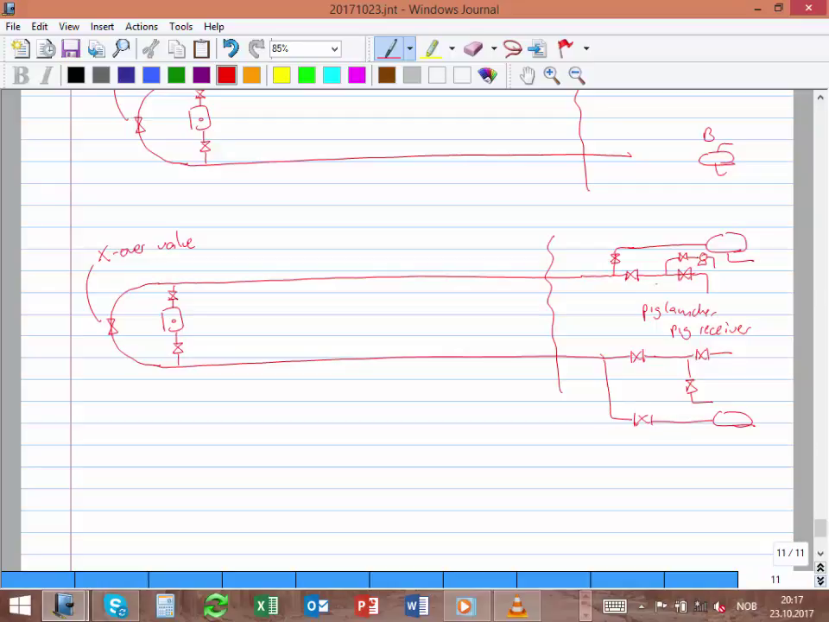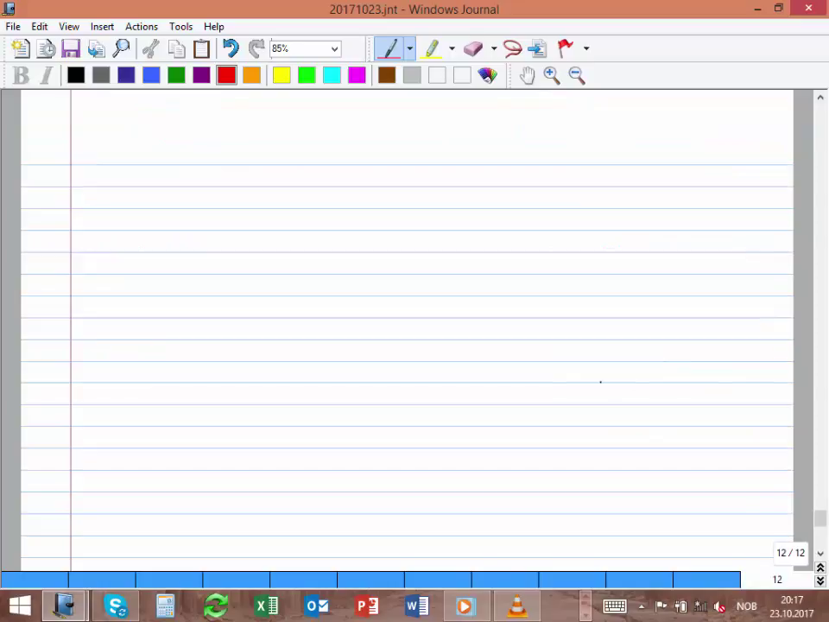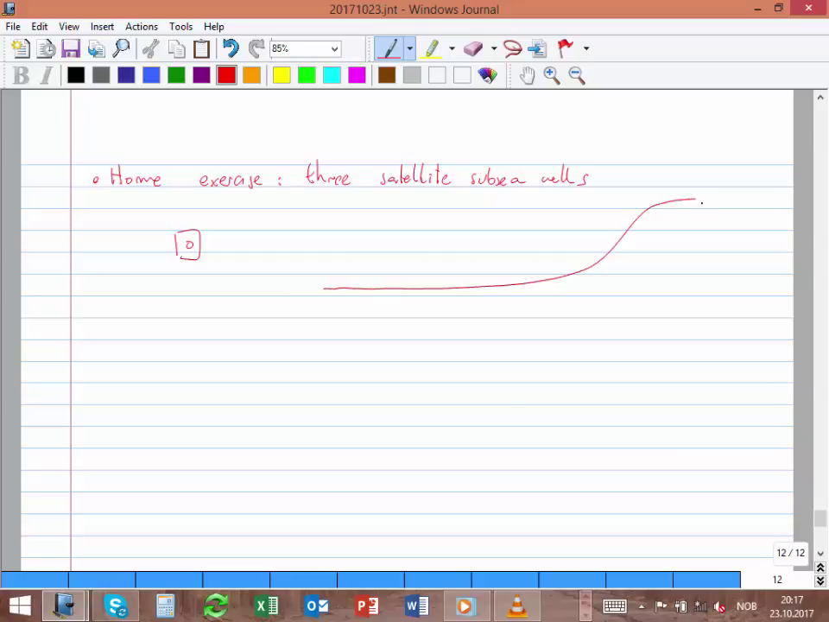So that's the home exercise you're going to have, and that's part of your grade for this course. Let's say you have three wells, three satellite subsea wells. We have one common line, only one line going to the FPSO. But we also still want to measure how much each well is producing, somehow.